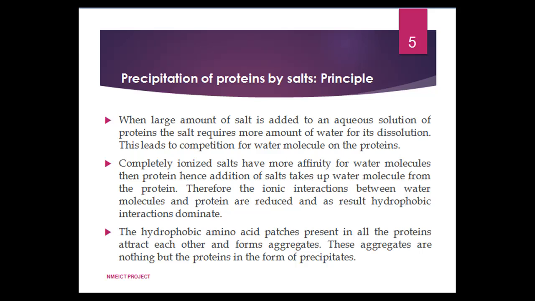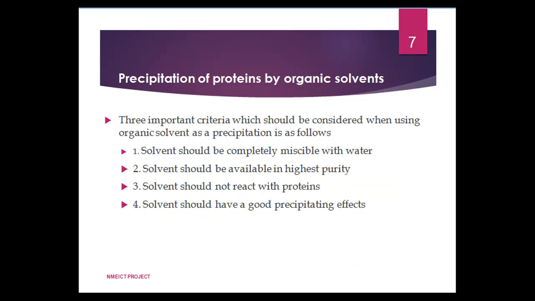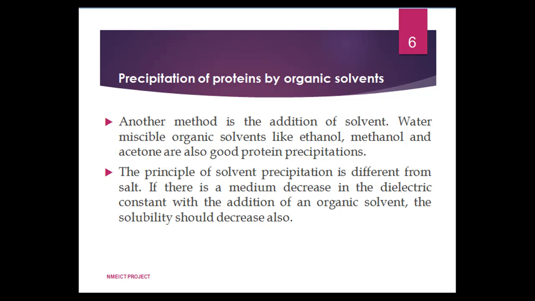Higher ammonium sulfate is required for precipitating highly soluble proteins. There is another method of precipitating protein. Precipitation of proteins by organic solvents. Another method is the addition of solvent. Water miscible organic solvents like ethanol, methanol, and acetone are good protein precipitants.